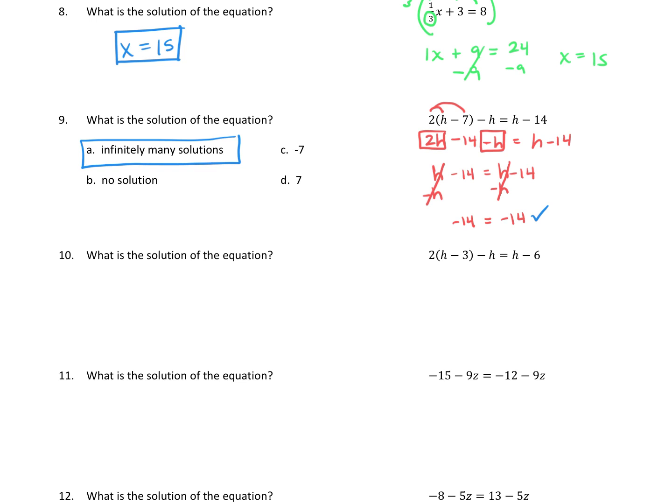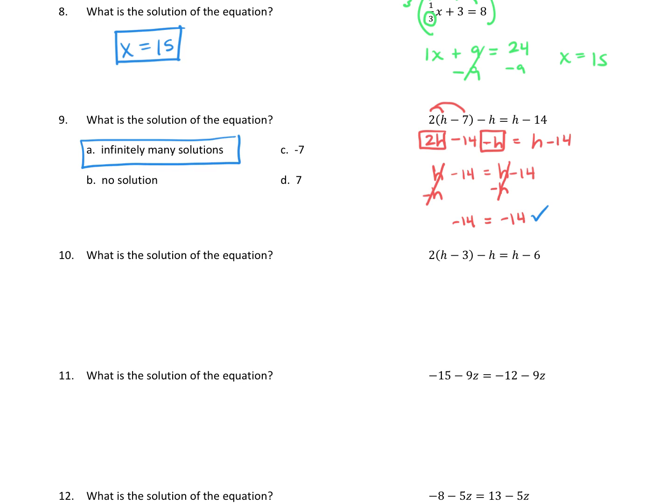When we would say no solution is if this number and this number were not the same. Like if we said negative 14 equals 10, well, that's not true. Negative 14 does not equal 10, and that's when we would say no solution.